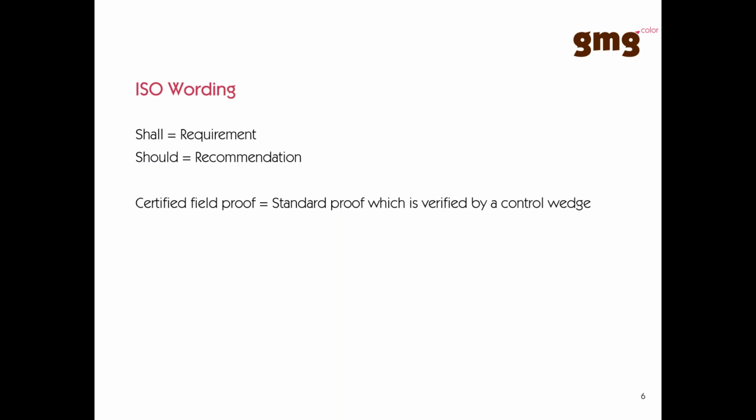One remark regarding the ISO wording. The differentiation between shall and should is very important. Shall means it is a requirement and should means it is a recommendation. This is something that is discussed very often and handled very sensitively. And the wording certified field proof means a proof that is measured and validated with a media wedge and is used in daily life.